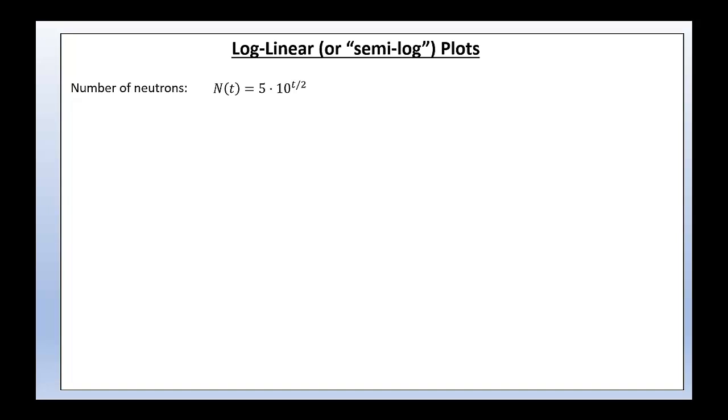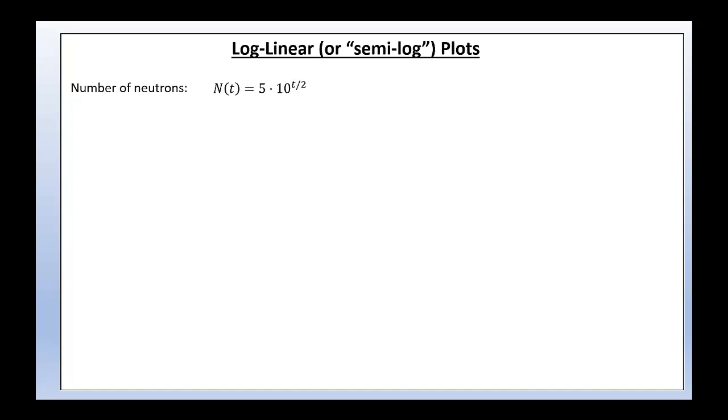In this video, we're going to explore the idea of log linear, or sometimes called semi-log plots. So let's assume we have a function that we know, say the number of neutrons in some sample, and it's growing exponentially. In particular, it's growing as this function, 5 times 10 to the power of t over 2, where t is measured in seconds, say.